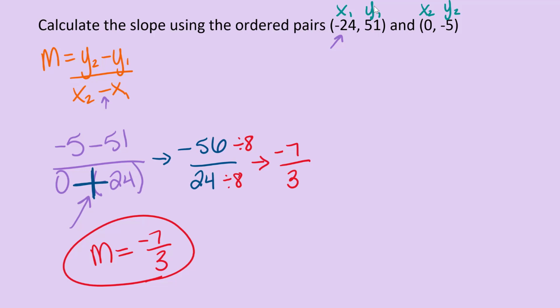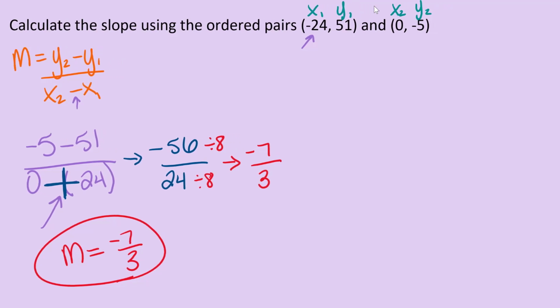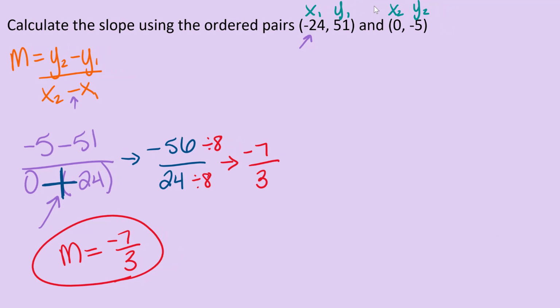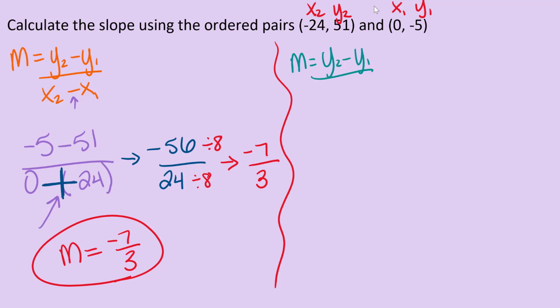All right, but let's do this problem again and assume that we use the points in the opposite order. So instead of the first ordered pair being x1, y1, the second one is x1, y1, and then the first one is x2, y2. It's completely possible to do it this way. Let's just see. We still have that our slope is y2 minus y1 over x2 minus x1. That's still our equation. But now we've taken the points and we flipped it. So let's see how that changes the problem.